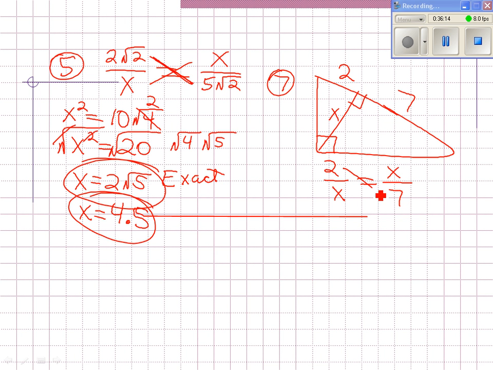Cross multiply. You end up with x squared equals 14. Take square root of both sides. Is 14 a perfect square number? Are there any perfect square numbers that will divide evenly into 14? 1 will, but that doesn't help us, does it? Square root of 14. That's the way I did my answer. If it won't divide out, won't simplify down, you can just leave it that way. You don't have to do anything else to it.